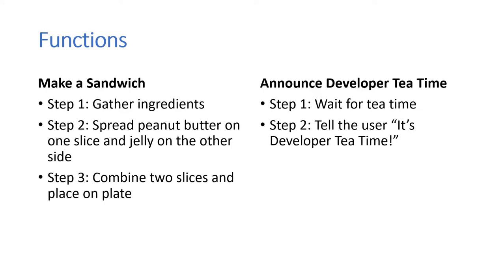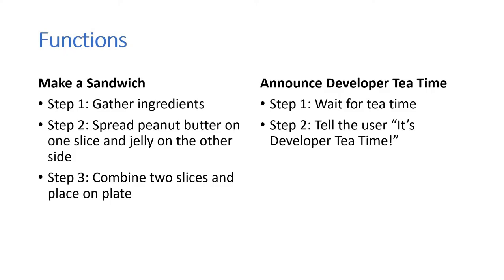To use a function in Java, we must first define the function. We have already seen this a little bit with the functions we mapped in our last lesson. For the make sandwich function, we had to define the steps needed to accomplish the given task: make a peanut butter and jelly sandwich. For announce developer tea time, we had to define the steps to announce tea time.